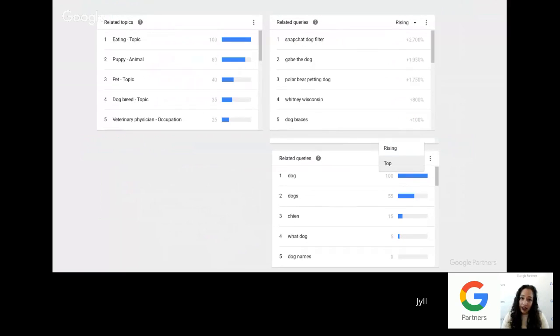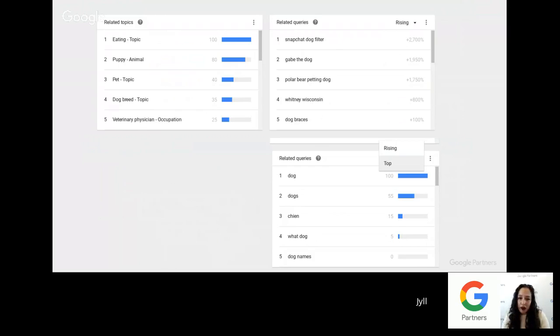If you keep scrolling down in trends, you'll get to the last part, which shows the top and rising queries. Top queries are just the most popular. So not surprisingly, you see dog, dogs, chien. Makes sense. For related queries, under rising queries, you'll see the top rising query over the last 12 months, the one that gained in interest, was Snapchat dog filter. Not surprising to those of us who use Snapchat and like the flattering filter.